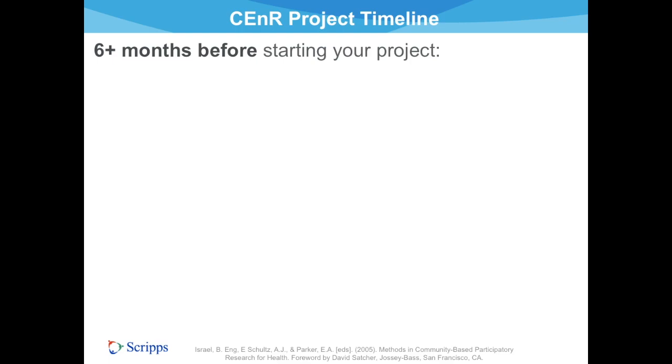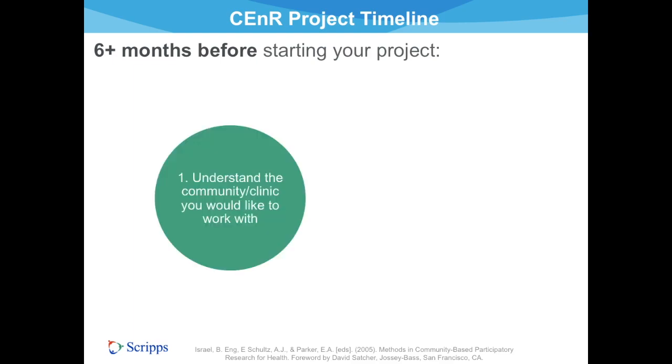The suggested CEnR project timeline is as follows. At least 6 months prior to starting your project, the following should be initiated. First, understand the community or clinic you want to work with. Researchers should plan to spend considerable time getting to know the community before they approach individuals, community clinics, or organizations about partnering.